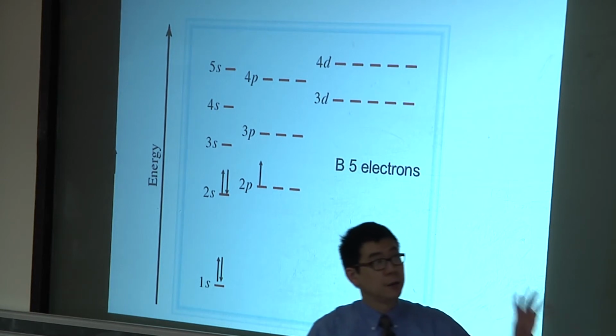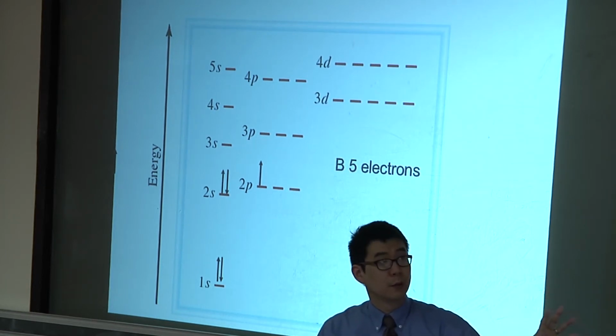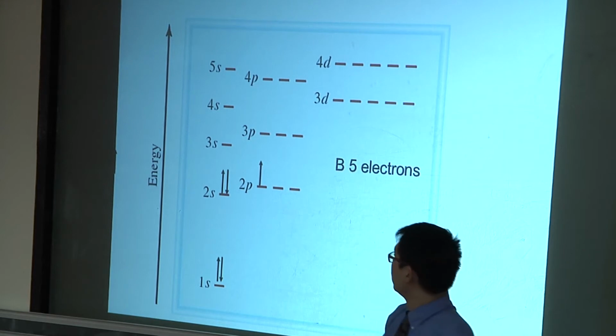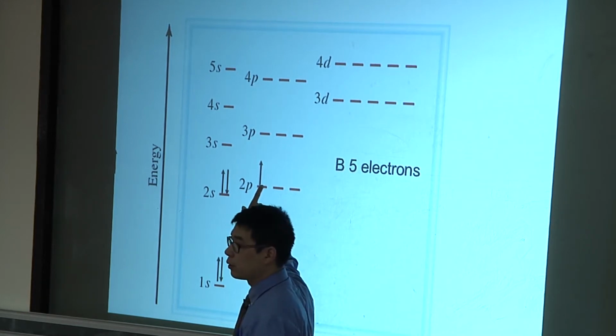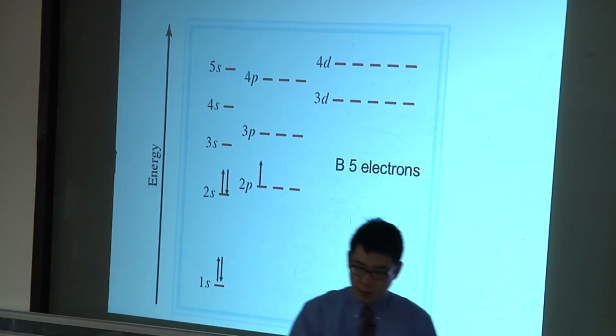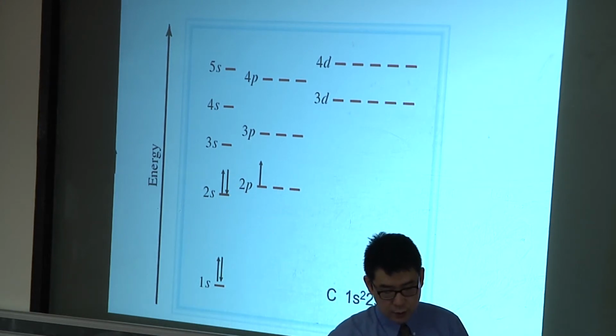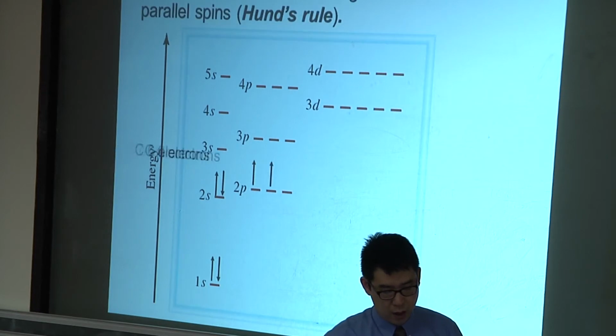So once we get to carbon, which has 6 electrons, where is the next electron going to go? Is it going to go into the same orbital, or is it going to go into the next one? And it turns out that it's going to go into the next one.